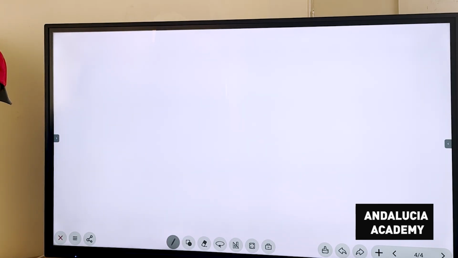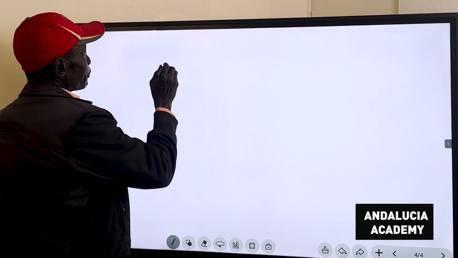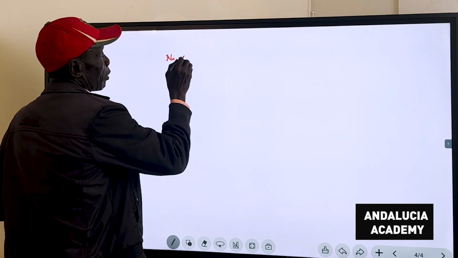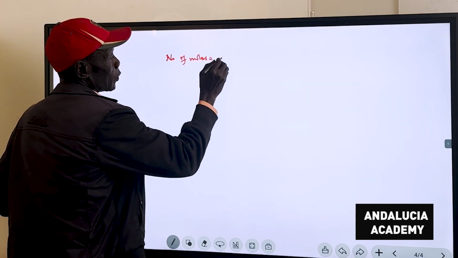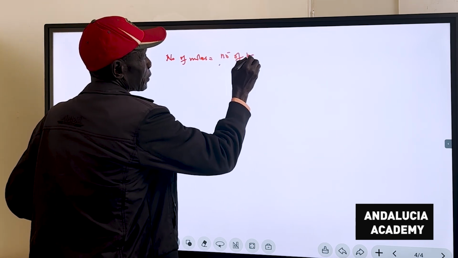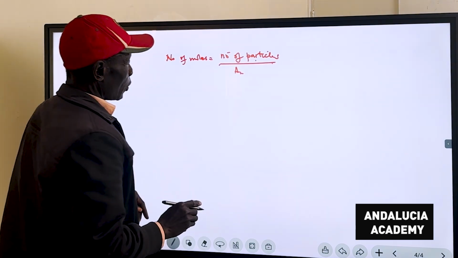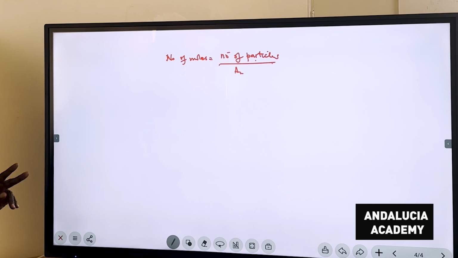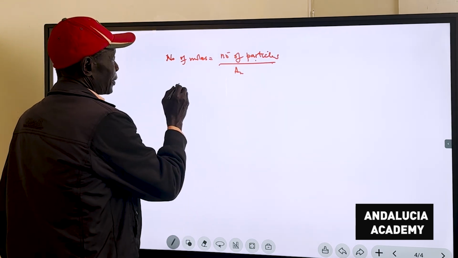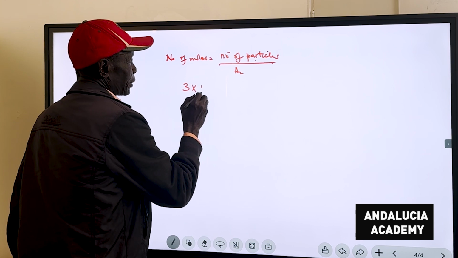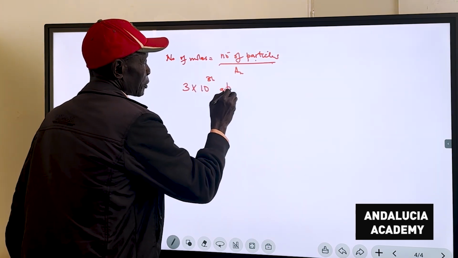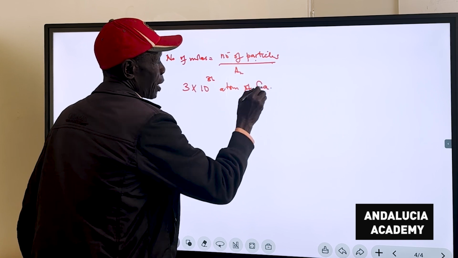Here we are going to look at application of number of moles using formula 1, where you have number of moles is equals to number of particles over Avogadro's number. So here, I'll just give 2 examples because this one is very easy, and in most cases, it's a 1 or 2 mark question. Let's say, for example, I have 3 times 10 to the power 36 atoms of calcium. How many moles are there?